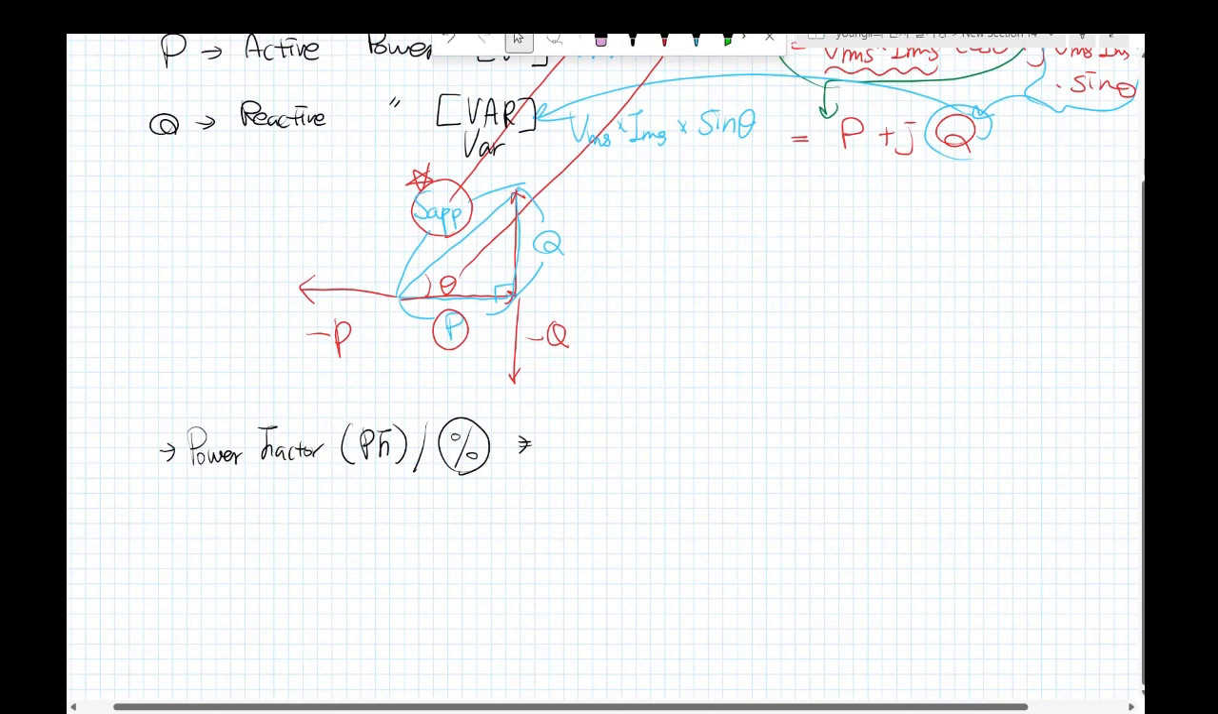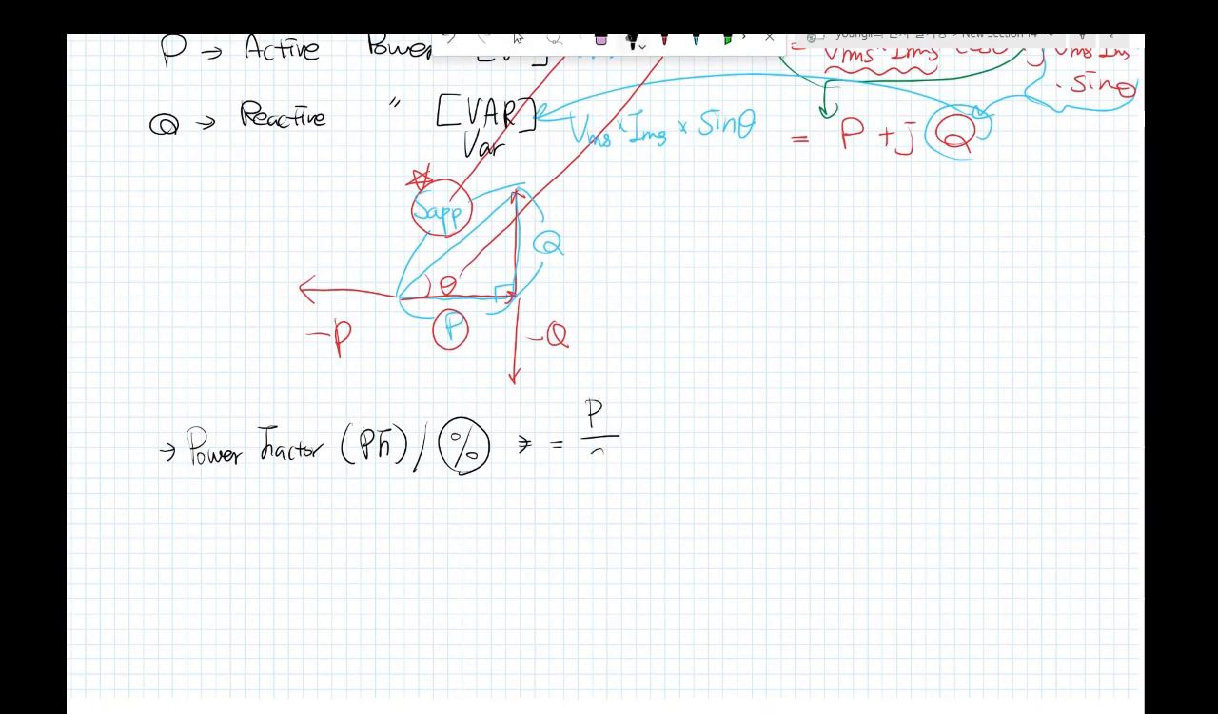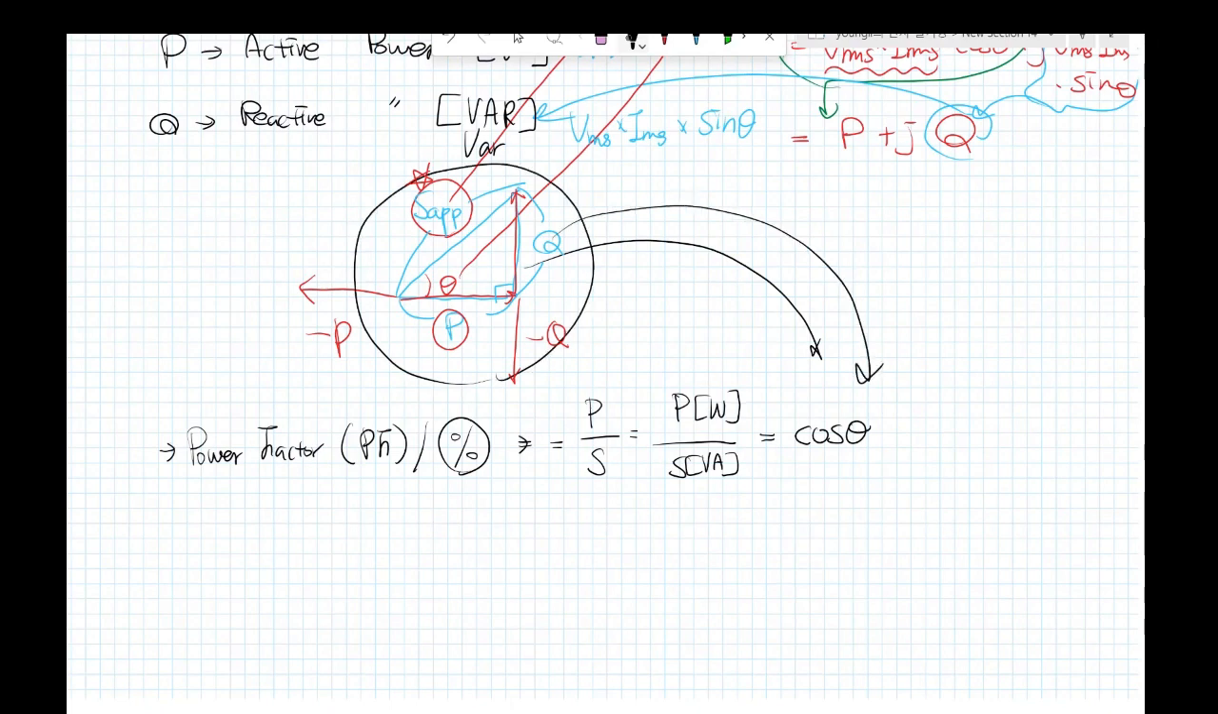So the power factor is the formula P over S. P is in watts, S is in VA. So the power factor is calculated by active power divided by apparent power. That is the power factor. And from the power triangle, cosine theta is the power factor, using trigonometry.